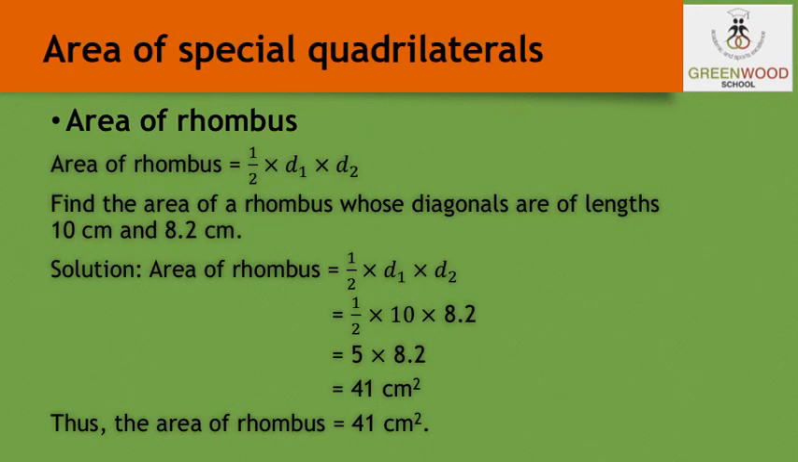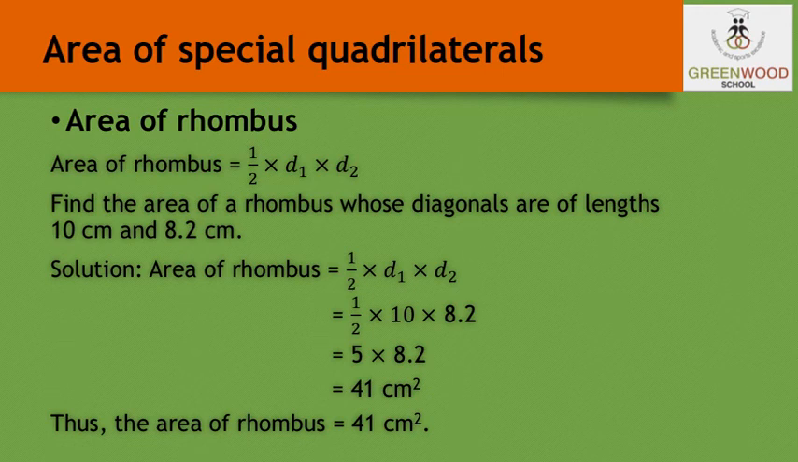Now, let us learn about area of special quadrilaterals. First, we'll learn about area of rhombus. Area of rhombus is equal to half into d1 into d2, where d1 and d2 are the lengths of diagonals of rhombus. Let us understand that by an example.